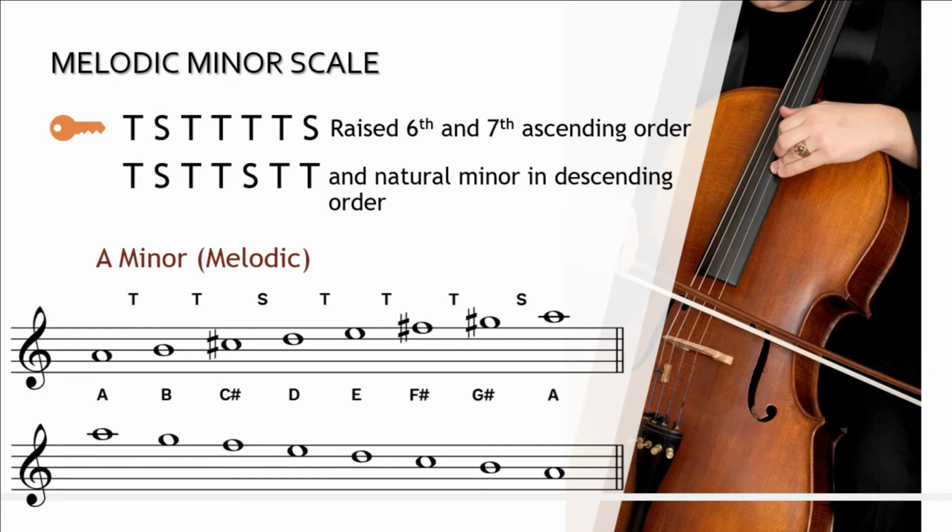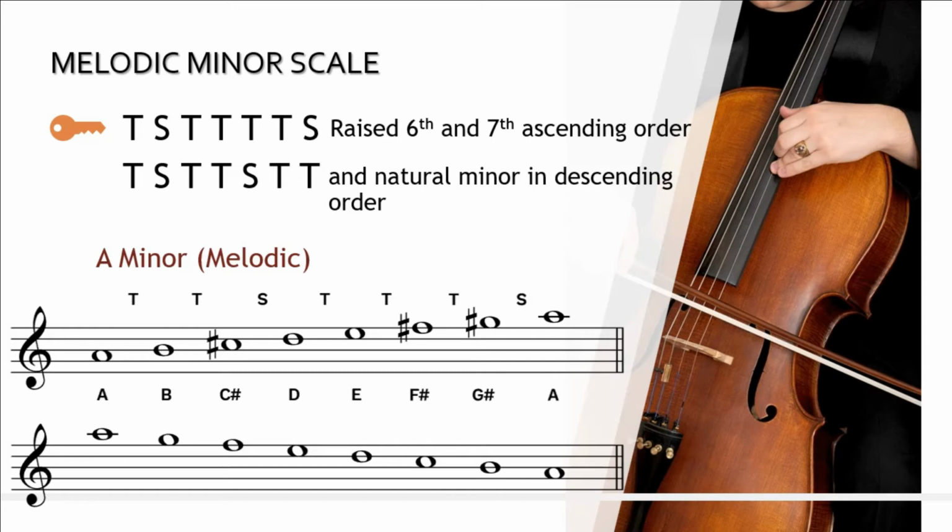Now, when you are descending, it's exactly like the natural minor, but when you are ascending, there's a slight change in the way it ascends. Relating it to the harmonic minor that we just looked at, for the melodic minor, not only the seventh note is raised, the sixth note of the scale is equally raised. So we have both the sixth and the seventh degree of the scale raised in the ascending order.